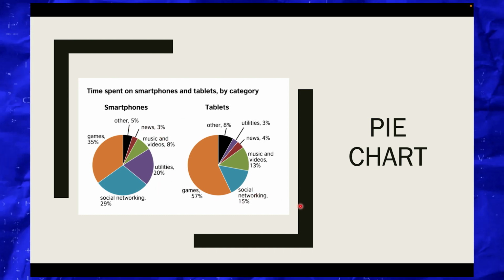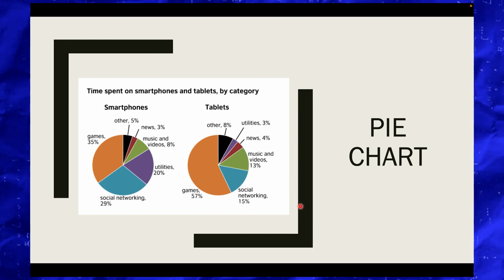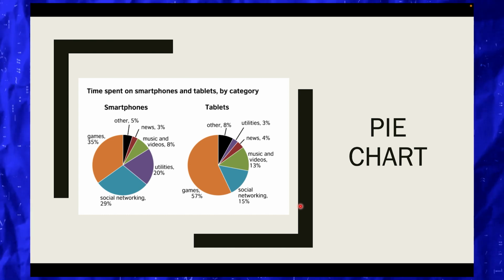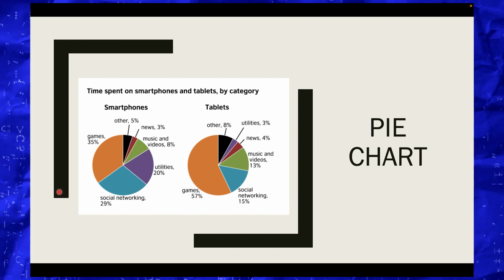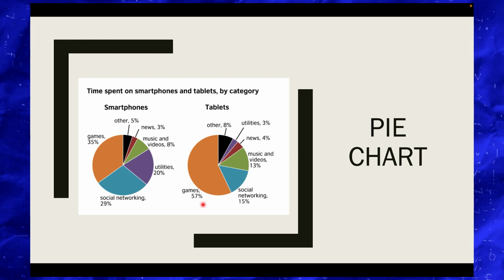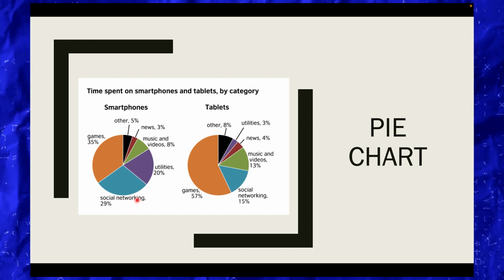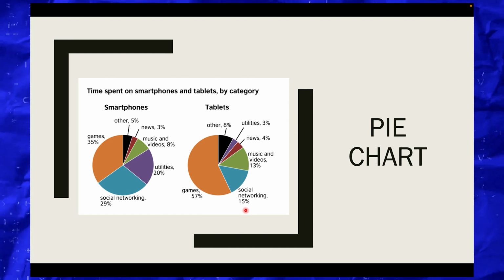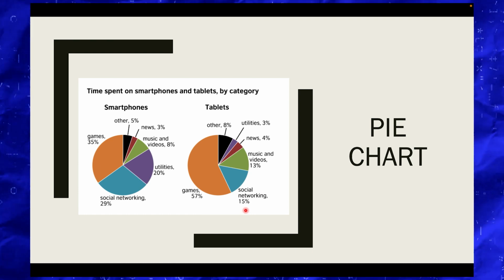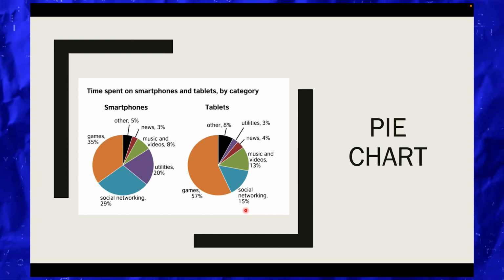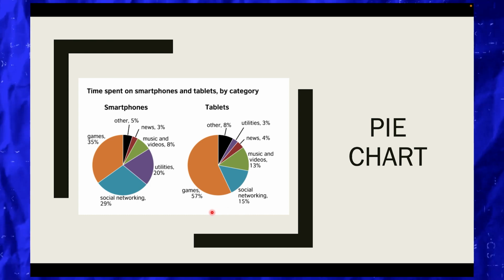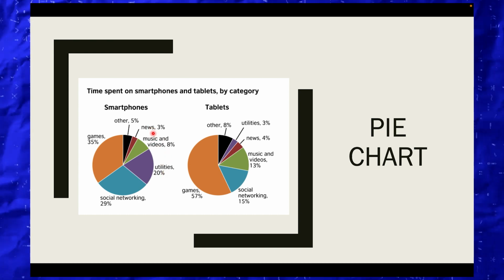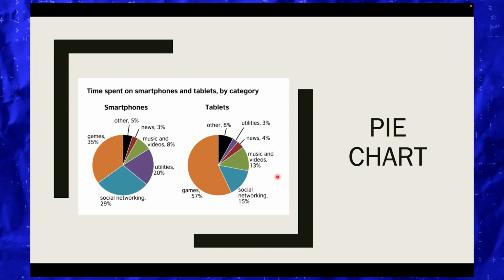Now, what information stands out from these two charts? We can notice that playing games, 35% and 57% here, and social networking, 29% here, 15% here, are the two most popular uses of both smartphones and tablets. Also, we can see that the figures for other reasons are quite different, right?